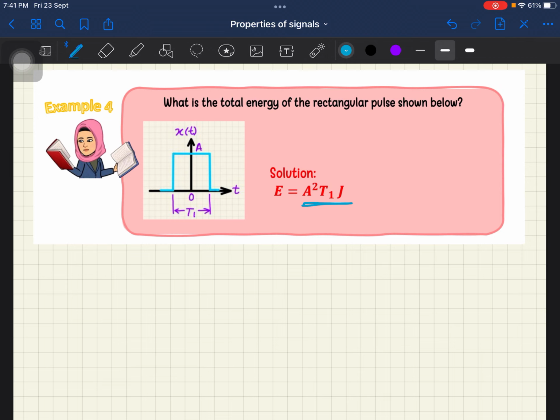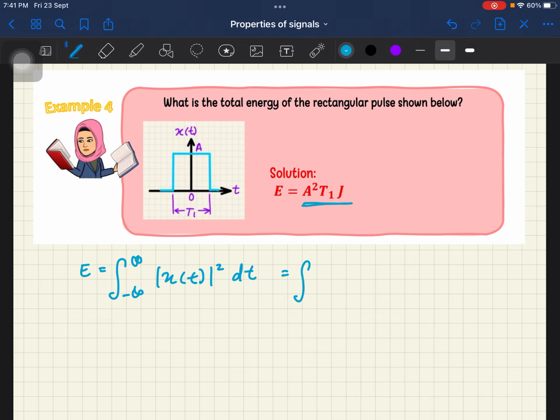If you still remember in class and even in your handout, the equation to find the energy of a given signal is this equation, which is an integration formula. In this case, we have this rectangular pulse, so let's fill in the equation.